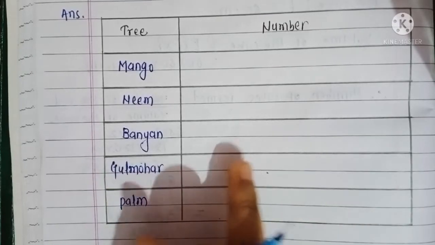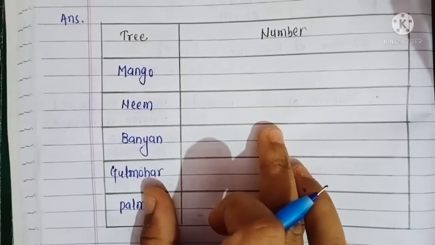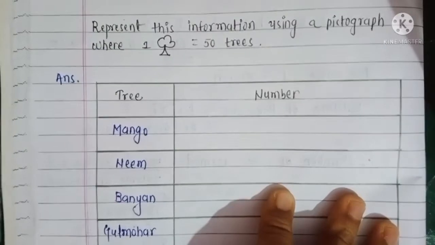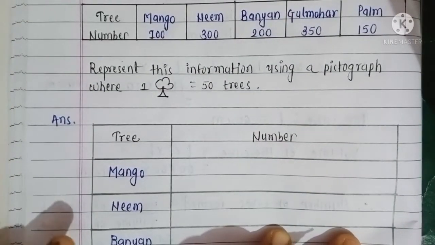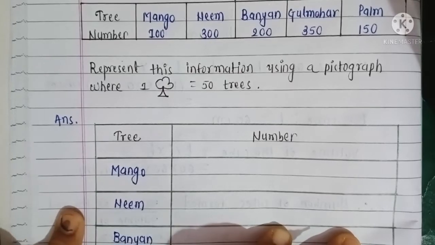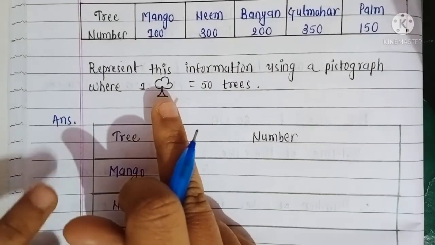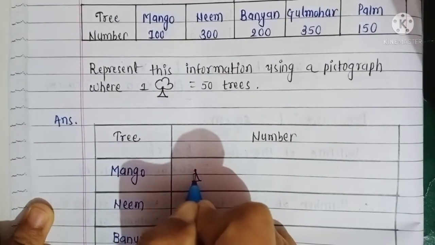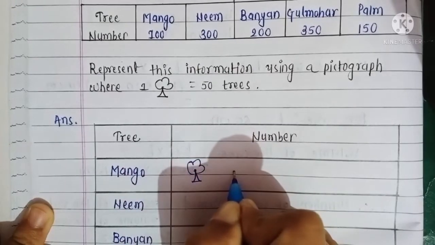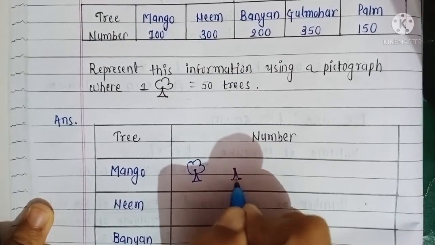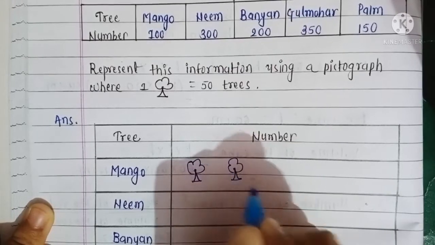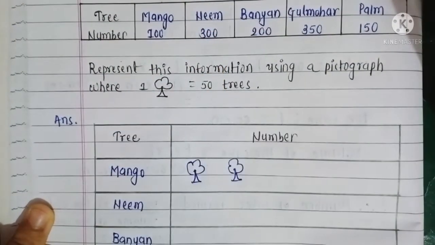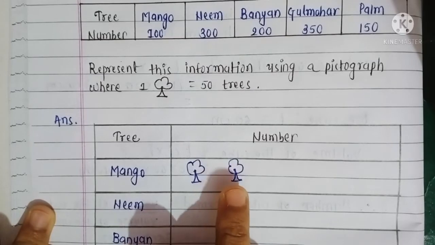First of all, draw one table like this. Now we represent the number of trees by using this symbol. From the given information, we know that the number of mango trees is 100, and 50 twos are 100. So we draw two tree symbols. Next, neem. The number of neem trees is 300, and 50 sixes are 300. So we draw 6 tree symbols.